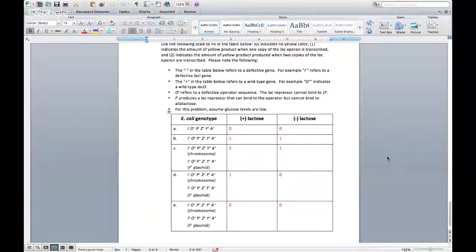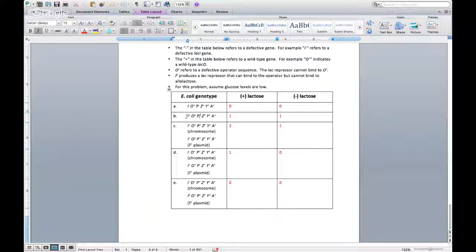Kind of like the last problem, so I'm not going to read through them. As you can see in my gene, this is the 1. So if we have that, we're going to get 0 color in the plus lactose tube, the one that has lactose, and 0 in the one that doesn't have lactose. And that's because the I negative right here is going to interfere. The next one, we're going to get 1 strand of yellow and 1 strand of negative.